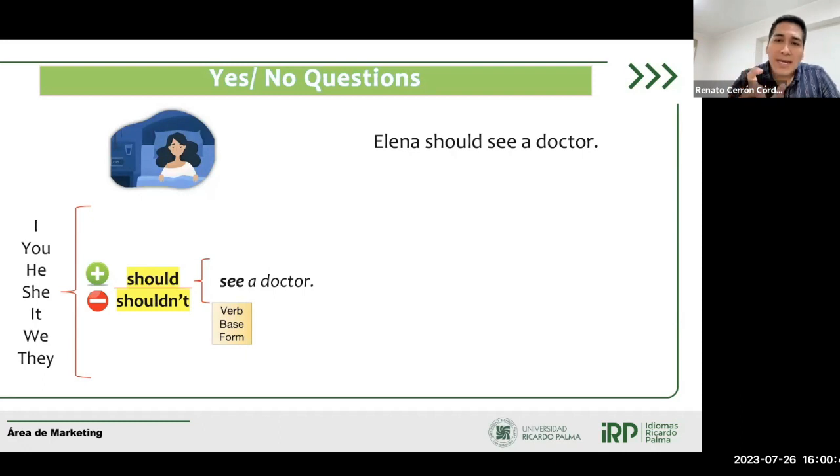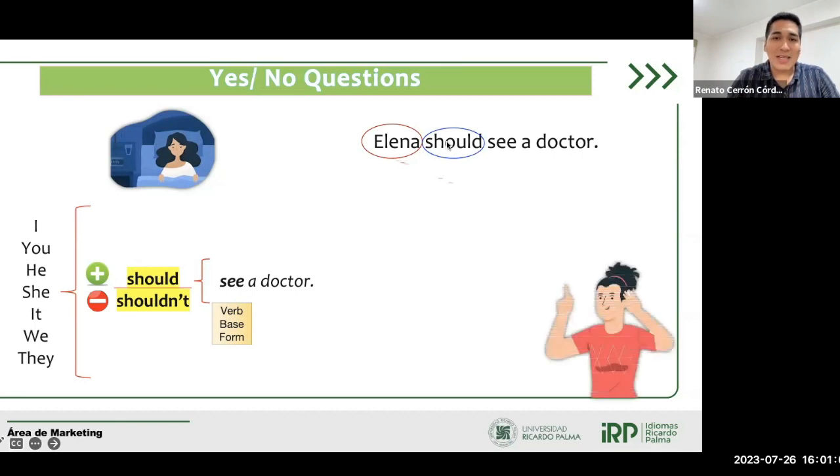So now we are going to transform this affirmative statement into a yes no question by switching the order. So the modal verb should is going to go at the beginning, and the subject Elena is going to go after the modal verb. And we have now our yes no question. Should Elena see a doctor?